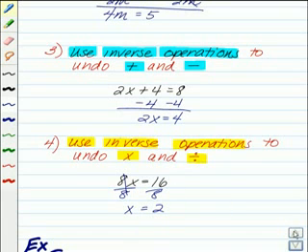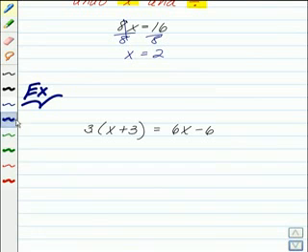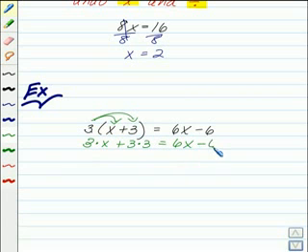So we start off by simplifying each side, moving variables to one side, undoing adding and subtracting, and then undoing multiplying and dividing. Let's walk through a full example to see how this works. 3 times the quantity x plus 3 equals 6x minus 6. We've got to first use the distributive property. 3 times x plus 3 times 3. And this side's already simplified, so we'll leave that one alone. That gives us 3 times x is 3x, and 3 times 3 is 9. So that equals 6x minus 6.